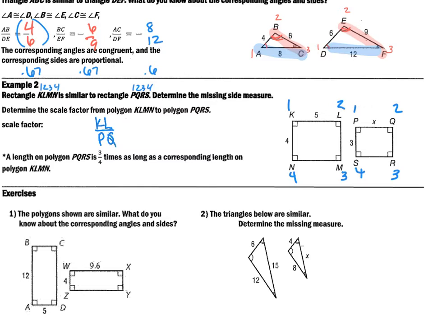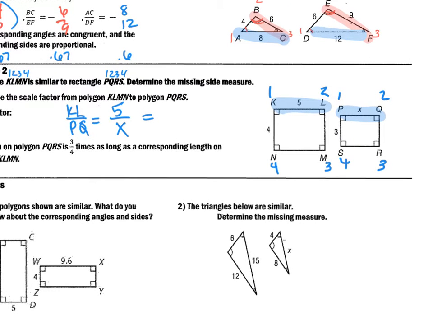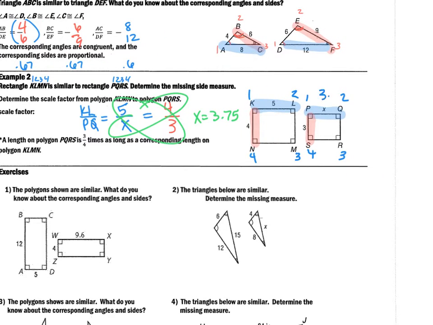So let's just look at K to L, P to Q. So K to L, or angle 1 to 2, is 5. P to Q is what we're looking for. So I want to set up another side length so I can find that X value. And the only other ones I have measures for are 1 and 2, or K to N. So that's 4. And I've got P to S, or 1 to 4 again, which is 3. And so we can do just like we would solving a regular proportion, cross multiply and divide. So 5 times 3 is 15, divided by 4 is 3.75. So my missing side length over here is 3.75.